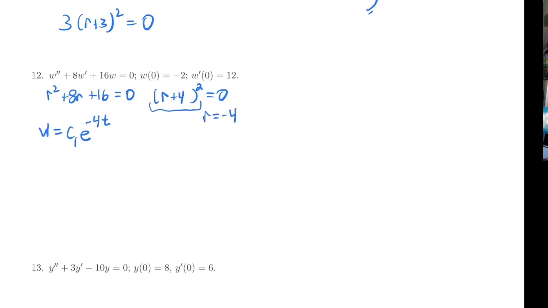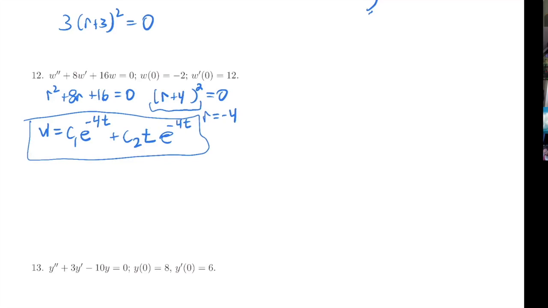So we're going to have a similar looking solution as we had in the previous one. We're going to have C1 e to the -4t plus C2 times t e to the -4t. So here's our general solution, using the characteristic equation and the fact that we have, again, one repeated real root. So let me just stop there before we deal with the initial conditions, to give anybody a chance if you want to ask about that.